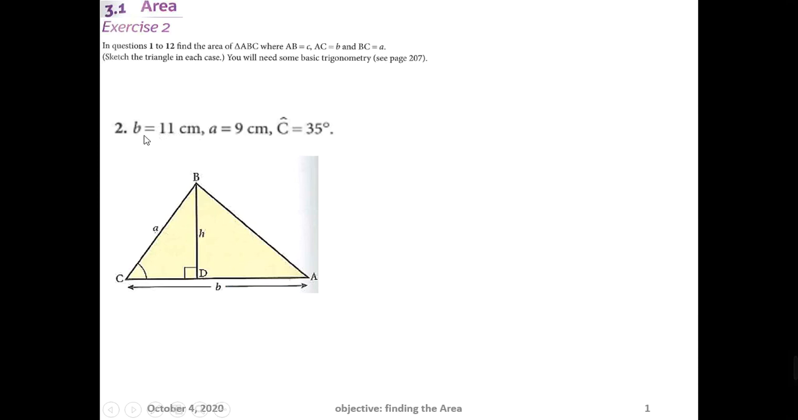So they're telling you that B, which is CA, so we can read it side CA, or AC, which is side B, is actually equal to 11 centimeters. So here we go. We place the 11 centimeters here. And A, which is side CB or side BC, we call it side A because it is right across. So if this is angle A, this is the side that is opposite to it.